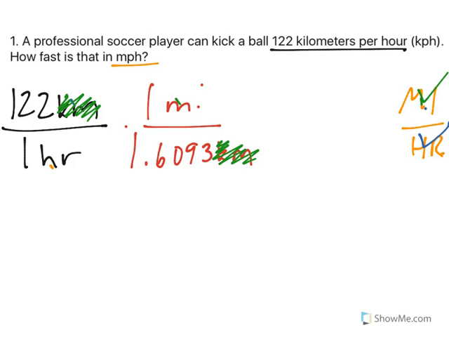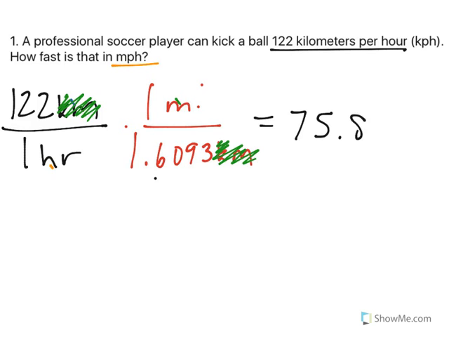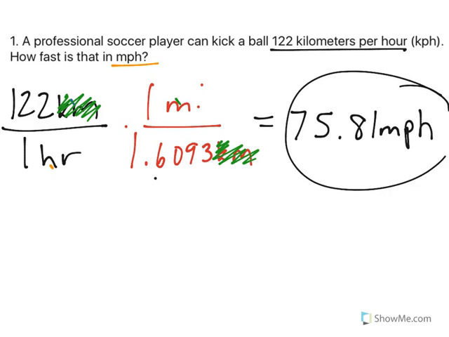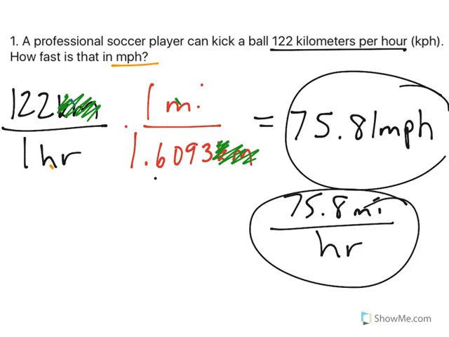I want miles, boom. Both of my labels are checked off, so I'm going to just go ahead and erase that for fun here. And I can divide because the 1.6093 is in the bottom. When I divide 122 divided by 1.6093, I get 75.81 miles per hour. You could also write that as 75.8 miles over hour if you want. Those are the same.